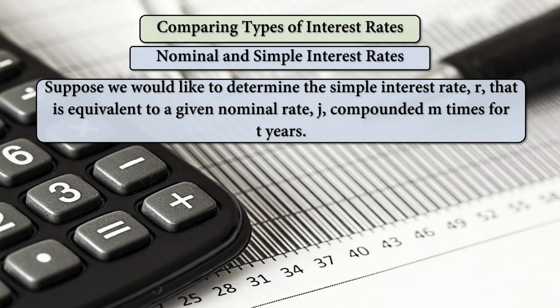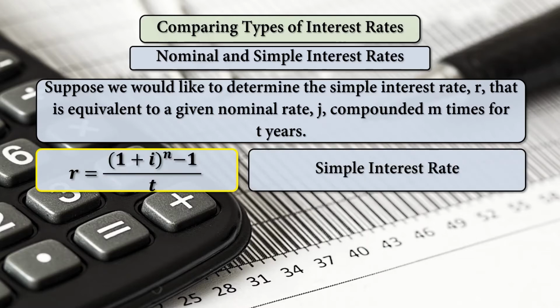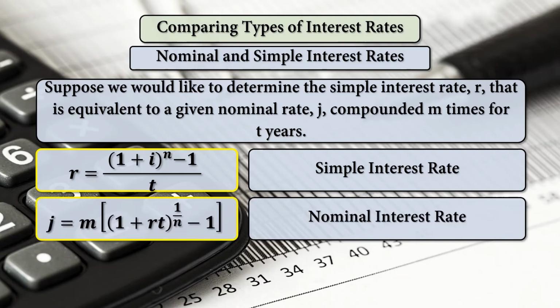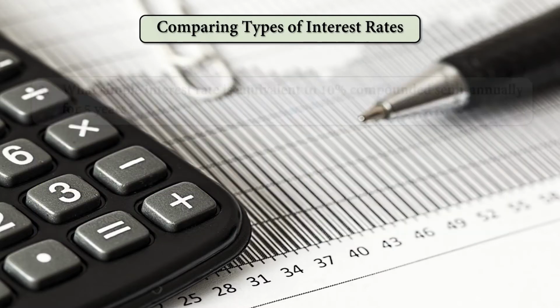The next comparison of types of interest rate will be about the nominal and the simple interest rate. Supposing we have to determine the simple interest rate R, which is equivalent to a given nominal rate J compounded M times for T years. The formula for the simple interest rate R is equal to the quantity (1 plus I) raised to N, minus 1, all over T, the number of years. And the nominal interest rate is equal to M times the quantity (1 plus RT) raised to the exponent of 1 over N, minus 1.